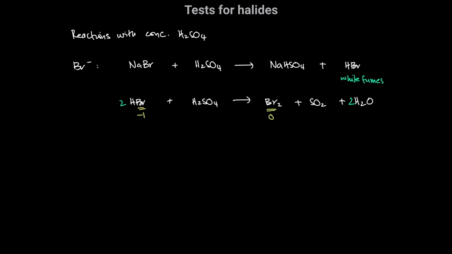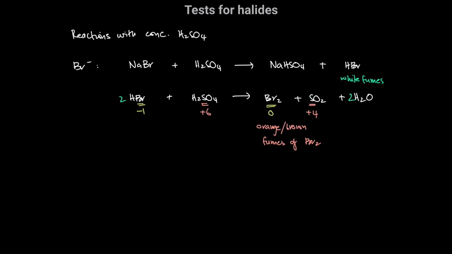The oxidation number of sulfur is going from +6 to +4, right? In sulfate or sulfuric acid, the oxidation number of sulfur is +6, and in sulfur dioxide, the oxidation number of sulfur is +4. So sulfuric acid is the oxidizing agent. It undergoes reduction, and the bromide ions are the reducing agent. They undergo oxidation. So another observation that we make here is that we're going to see orange or brown fumes of bromine.